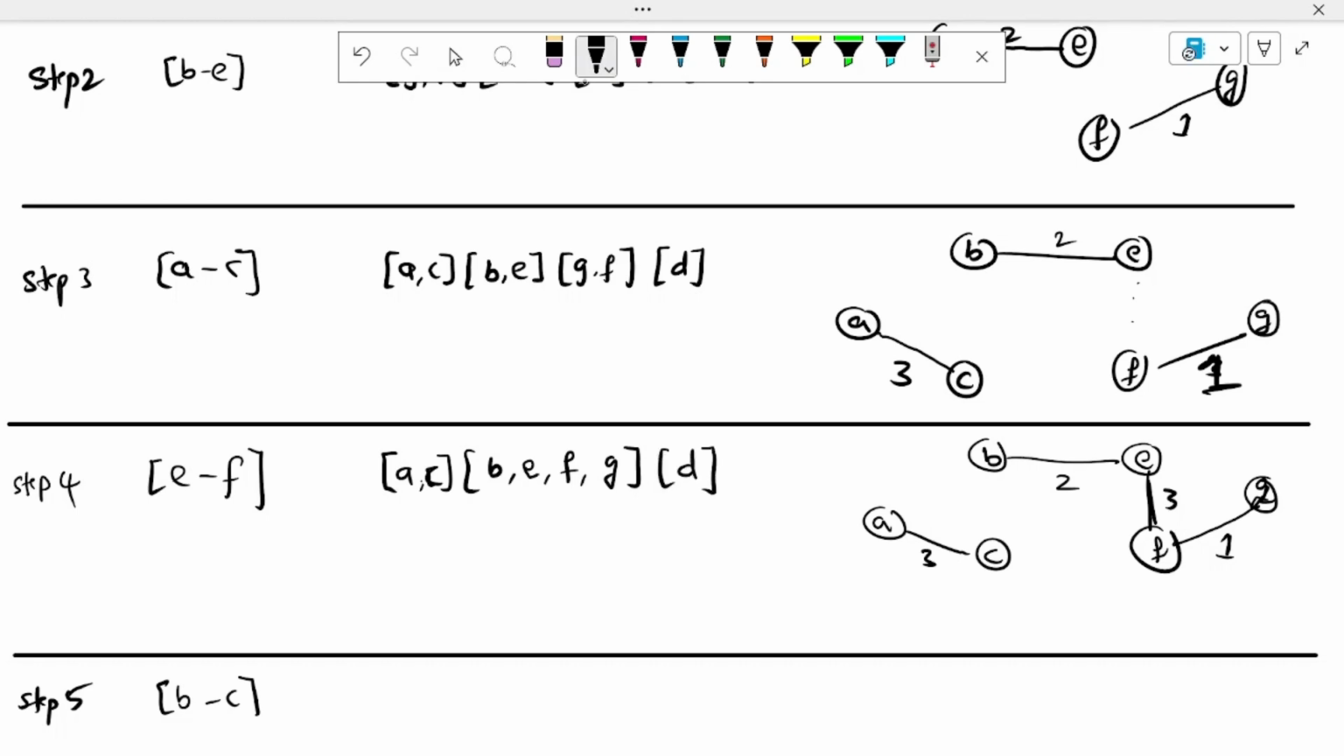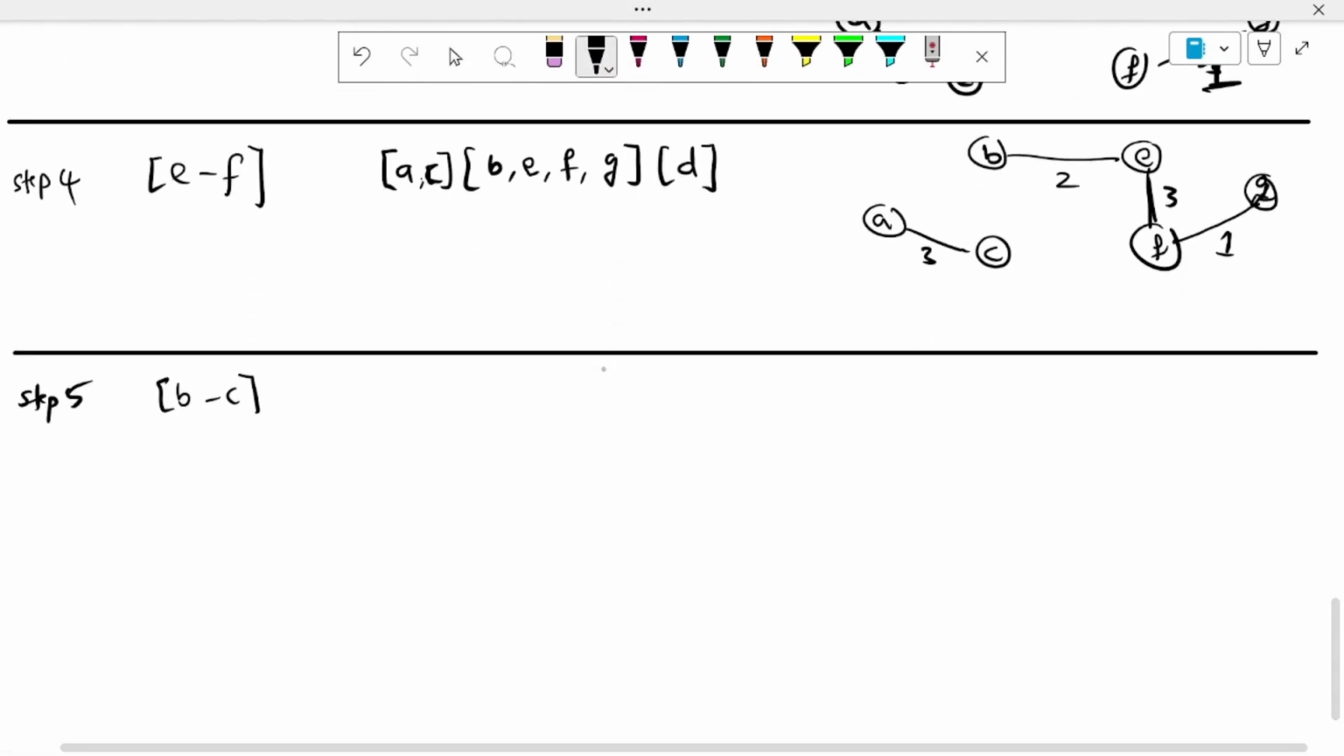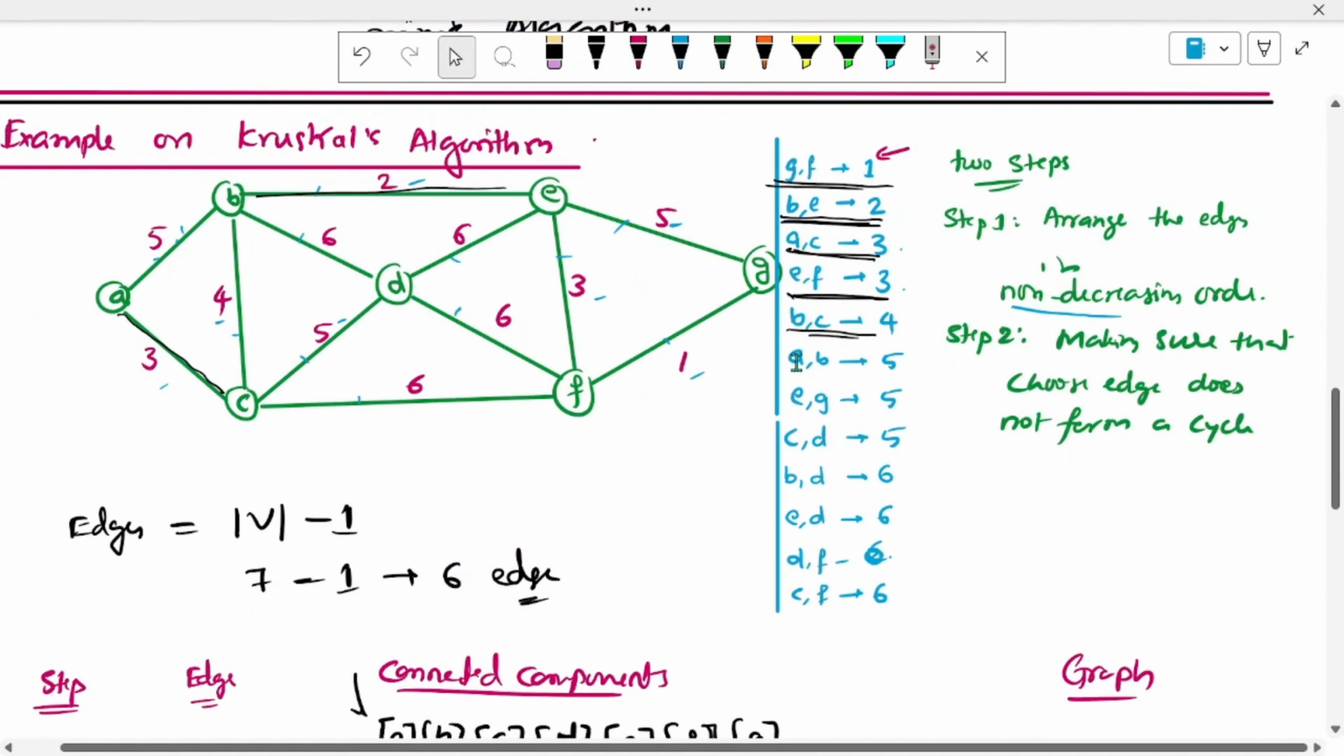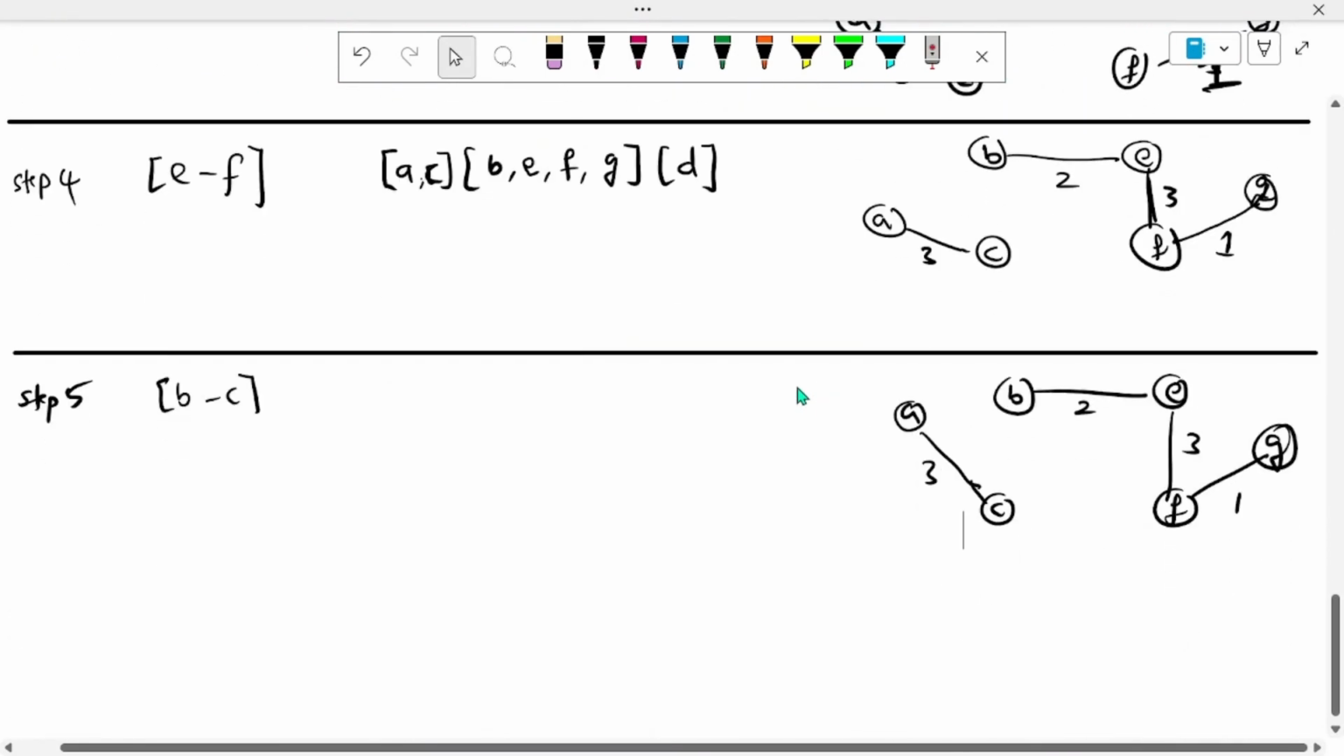Now if you take BC, if I try to add BC in this case, I am going to have A, C, B, E, F. All these things are from the previous step. This is 1, this is 3, this is 2, and this is 3. I am going to add BC. What is the weight of BC? You can see it is 4. Okay. It is 4.